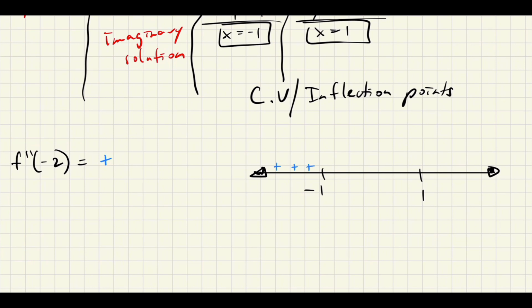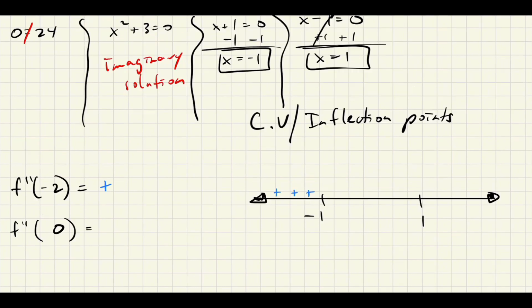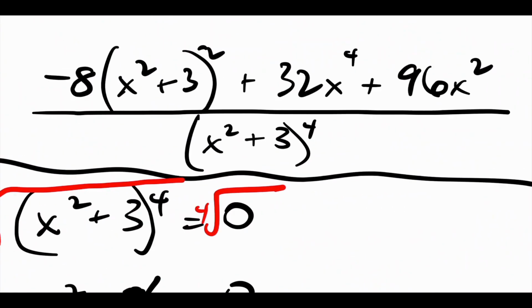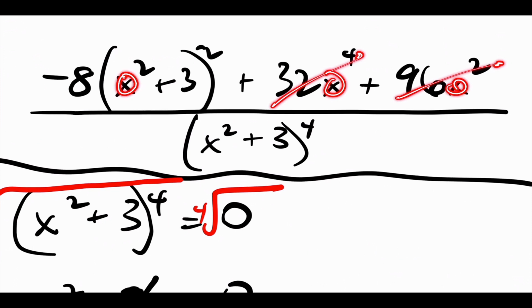Zero is nice because when you plug in 0, everything goes away. So I'm going to plug in 0. Let me go back. So when I plug in 0, that's going to go away. That's going to go away. Not worried about the bottom because it's just going to be positive. This won't go away though. This will become 3 squared, which is 9 times 8, which is -72. So the top will just be -72. The bottom will be positive. So the whole thing is negative.